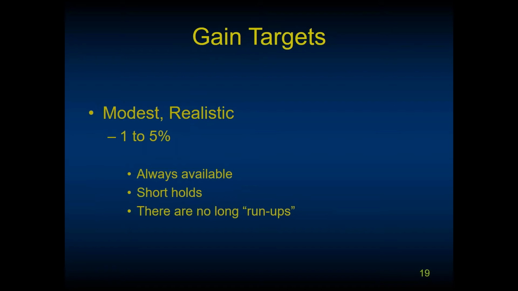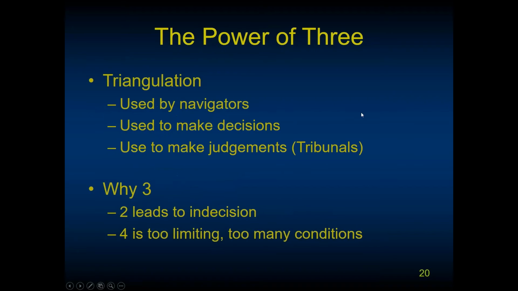So the gains are in agreement. They're in concert with our position on how long we want to hold and what our time horizon is. The gain target is in agreement with our activity level, which is basically being engaged every day, because these types of small gains are always there. They're always available.